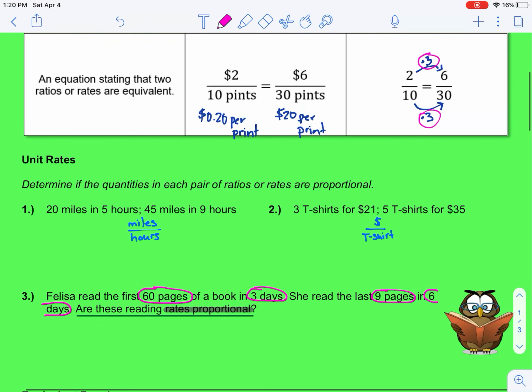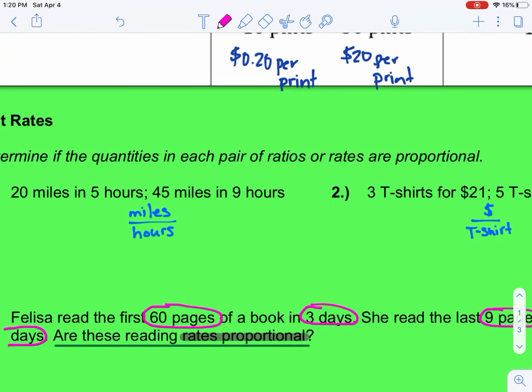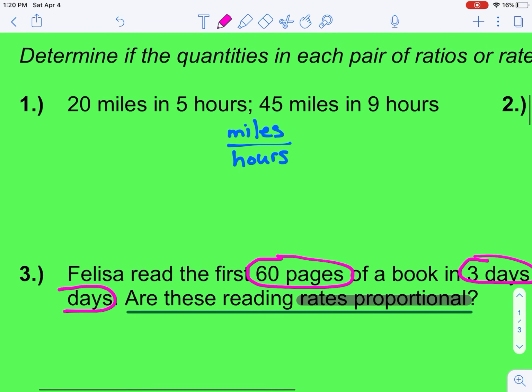So let's take a look at a couple examples. The first way that we're going to use it is unit rates. It says determine if the quantities, so the numbers, in each pair of ratios are proportional. So I don't know, is it proportional or is it not proportional? Are they the same? So in number 1, I have 20 miles in 5 hours and 45 miles in 9 hours. So the two units that I'm comparing are miles per hour. So I'm going to set up a rate, and I'm going to change it to a unit rate to see if they're the same.